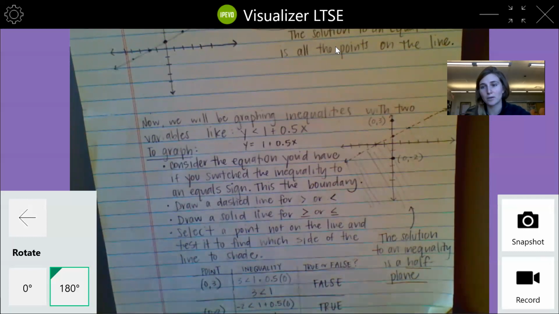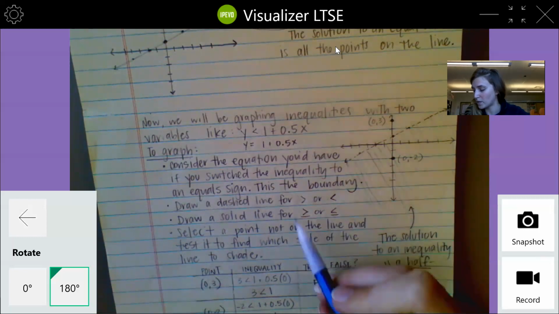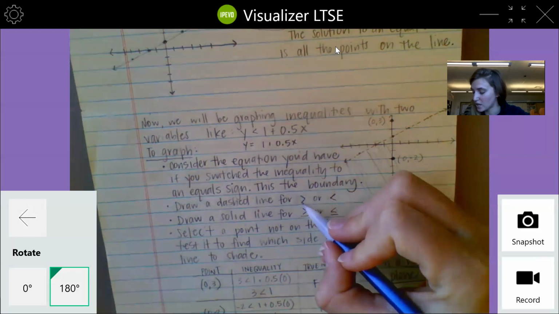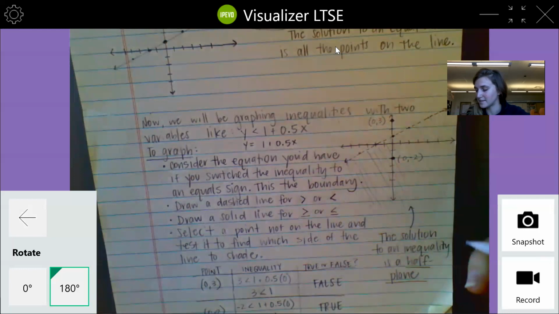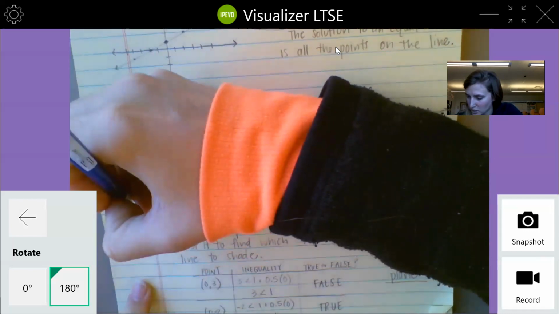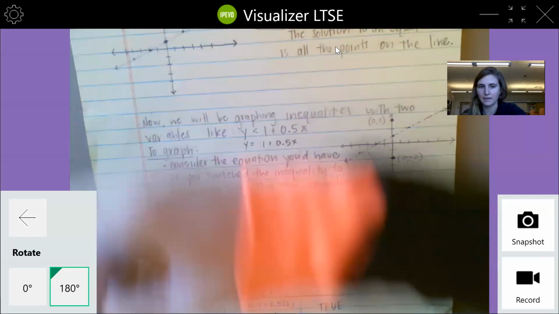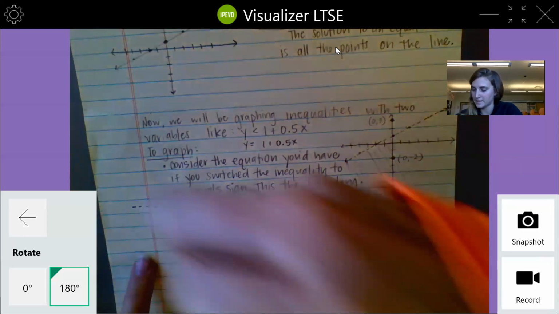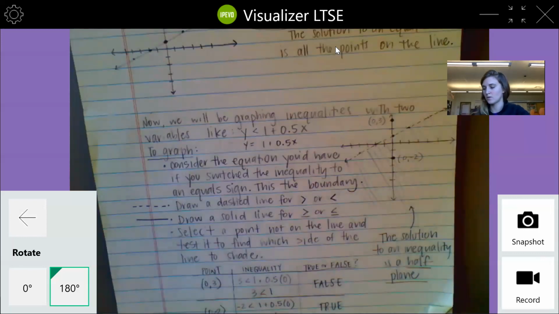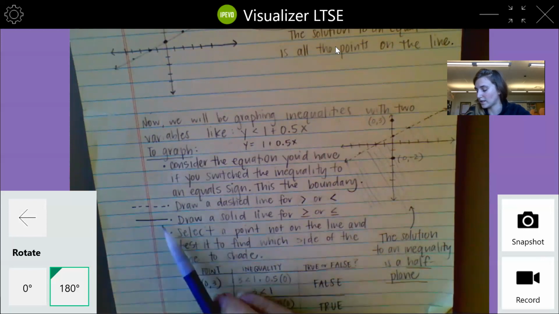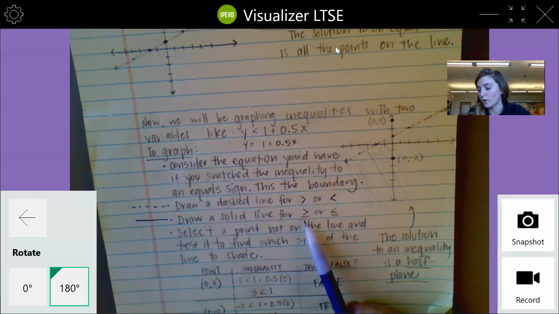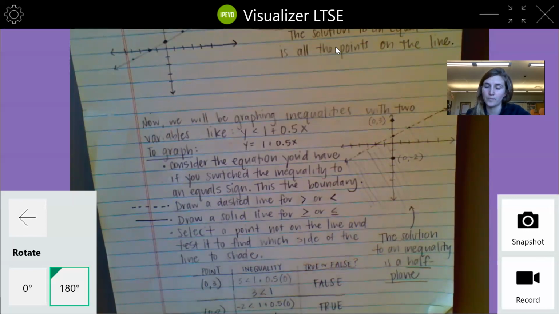And we'll draw that boundary line with either a dashed line or a solid line. A dashed line will be used for anything that has just greater than or less than. And a dashed line will look something like that. Whereas a solid line will look like this, and it will be used for greater than or equal to, or less than or equal to.